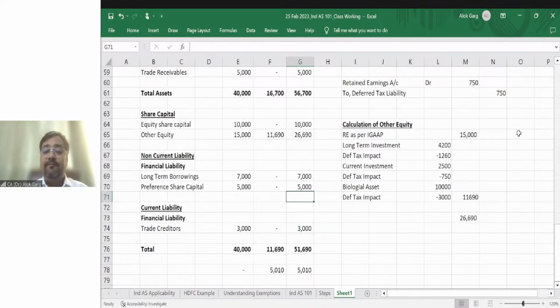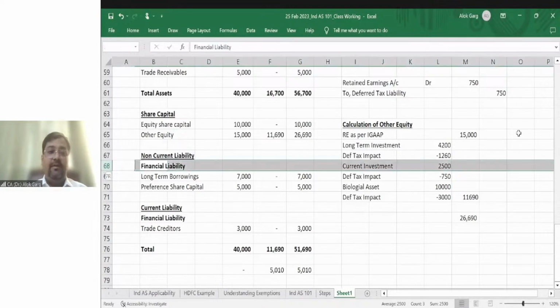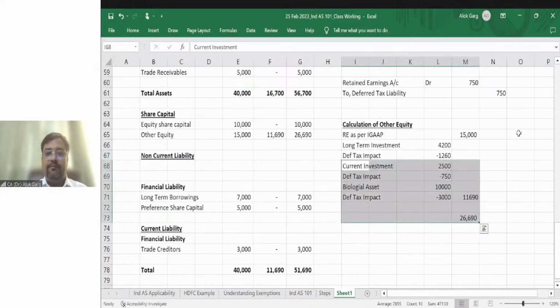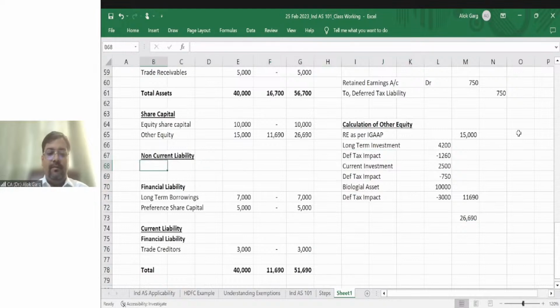sheet. See, there is one deferred tax liability as well, right? Deferred tax liability as well. So the next one will be deferred tax liability. Right? A liability has also arisen.